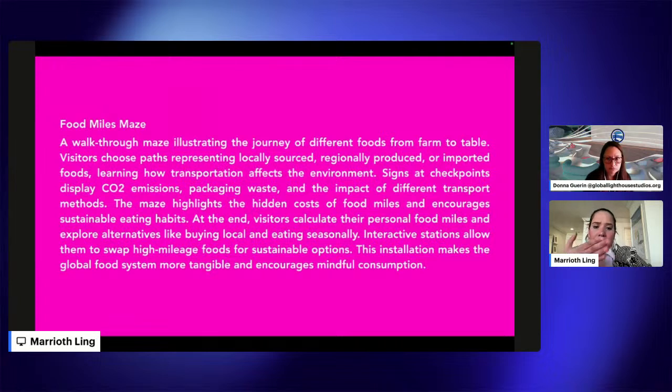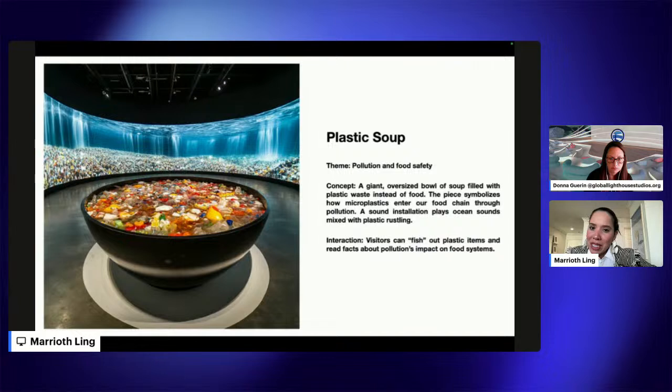At the end, the visitors can calculate their personal food miles and explore alternatives like buying local and eating seasonally. Interactive stations allow them to swap high mileage food for sustainable options. And these installations make the global food system more tangible and encourage mindful consumption. This is one idea. Very complicated, but if you want to do it, it's not.